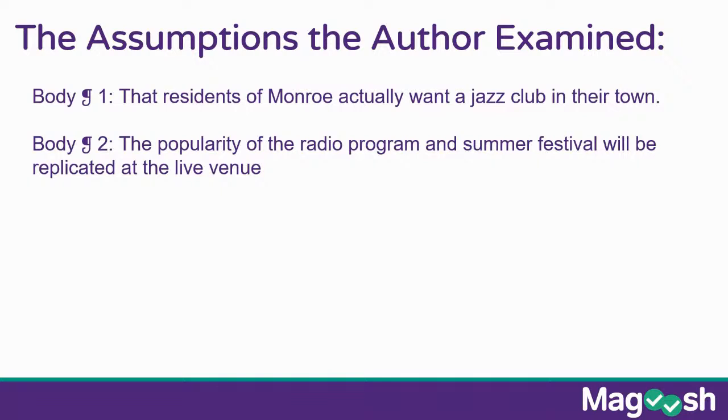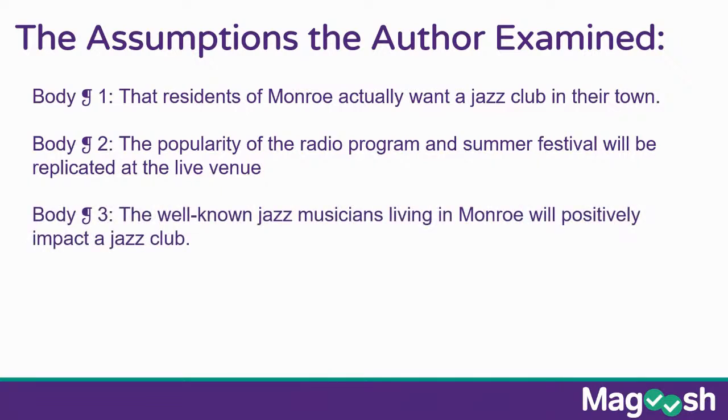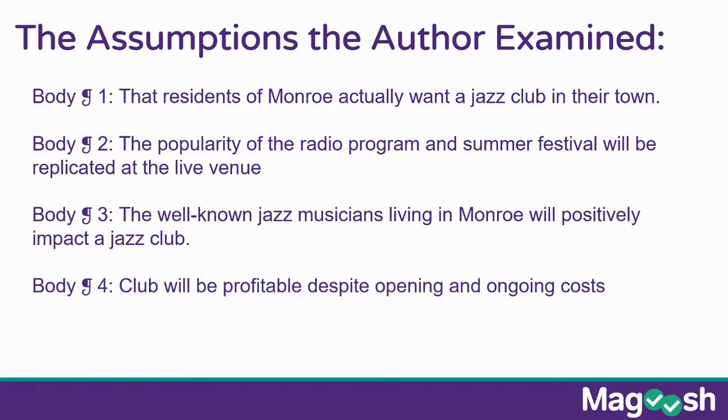Body paragraph 3, will the well-known jazz musicians living in Monroe positively impact the jazz club? They're making all kinds of assumptions about the proximity of those well-known jazz musicians that the author of this essay calls into question. And then the last body paragraph, it's really where the conclusion would go, but it's more of a body paragraph, and that's the author attacking the assumption that the club will be profitable despite opening and ongoing costs. Will it actually make enough money?